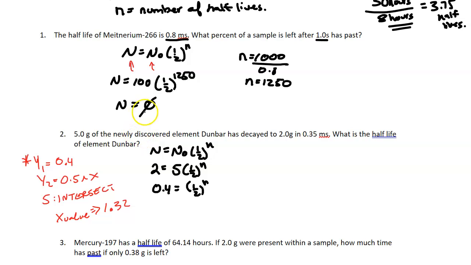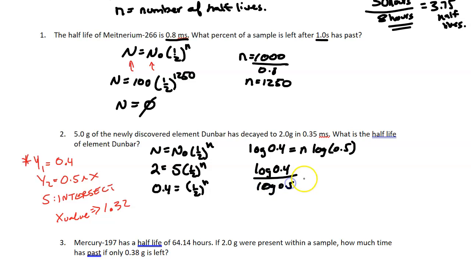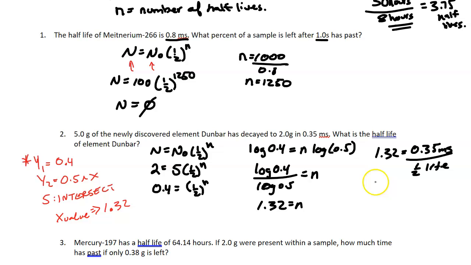The other way we can do this is algebraically. If you remember from math, your logarithms, we're going to log both sides, which using laws of logarithms gets you this equation. Again, you can solve it graphically or with logarithms, and when you calculate that, you get 1.32 as well. Now, we know that this is the number of half-lives, which is the time that's passed, 0.35 milliseconds, divided by the time of a half-life. So 0.35 divided by 1.32 finds that 0.265 milliseconds is the half-life.